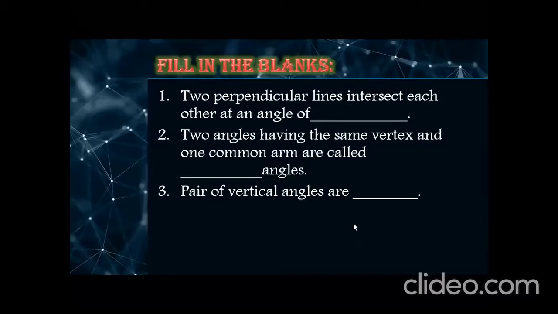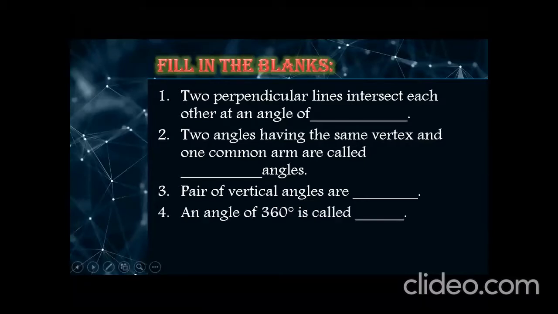Now the next one is this one. Now tell me the answer of this one. An angle of 360 degrees is called? Yes, an angle of 360 degree is called complete angle, and an angle of 90 degrees is called what? Right angle. Very good.